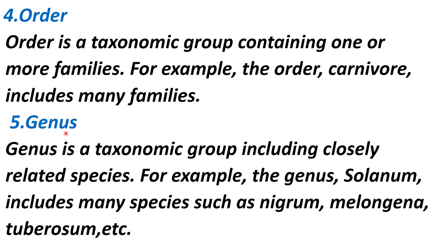Then genus. Genus is a taxonomical category or group including closely related species. Because species is the lowest category, and after that there is genus. So some related species come under one genus. For example, the genus Solanum includes many species such as nigrum, melongena and tuberosum.